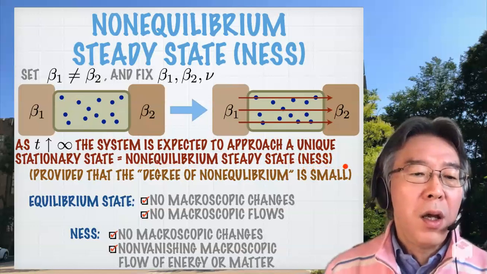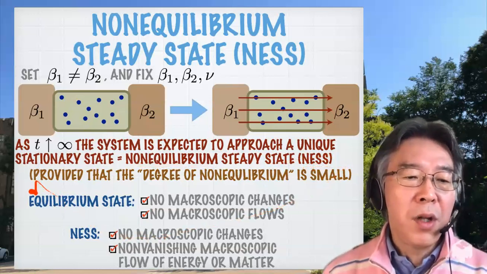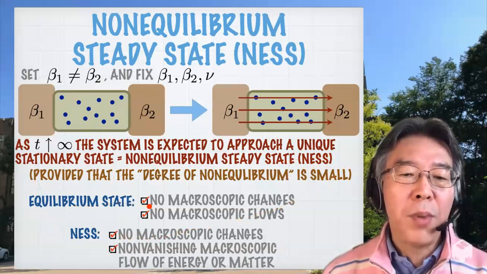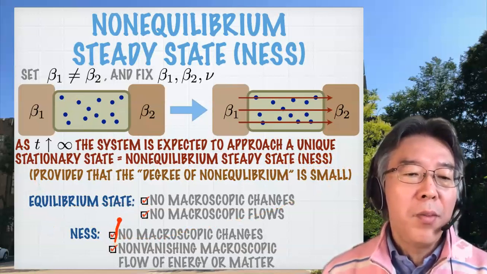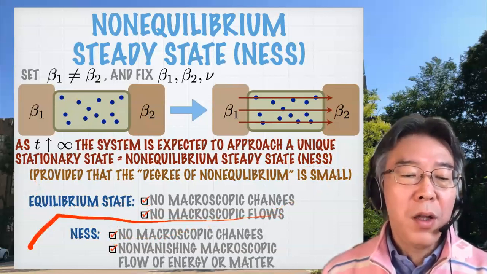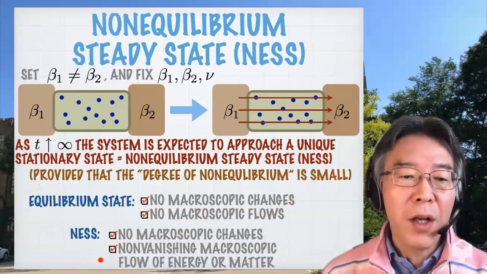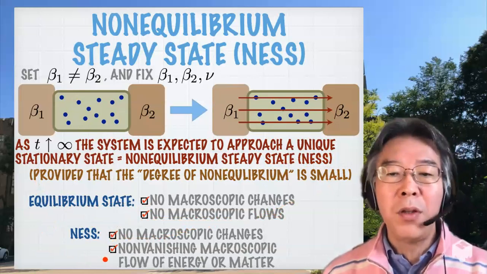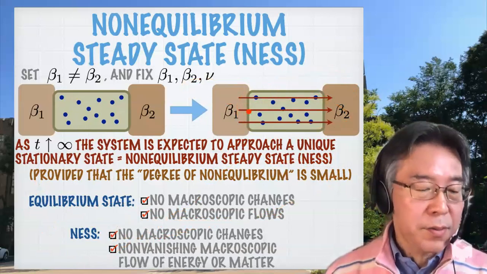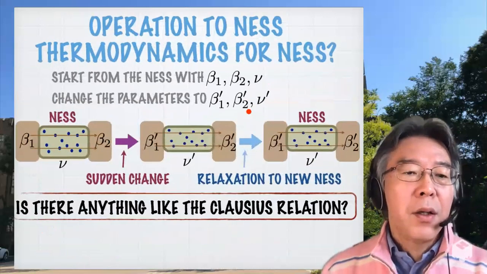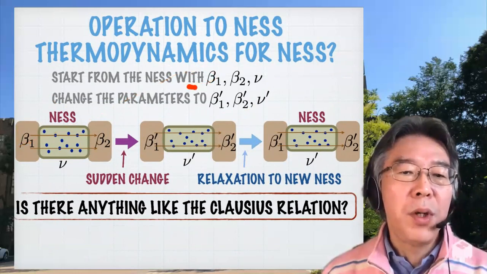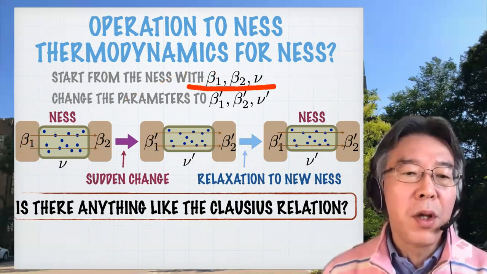Here's the comparison between equilibrium and NESS. In both cases, we have no macroscopic changes at all, but in the equilibrium state, we have no macroscopic flows. But in NESS, we do have a non-vanishing macroscopic flow of energy or matter. Here, heat is flowing.